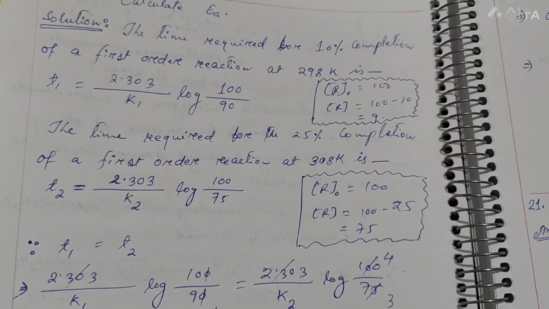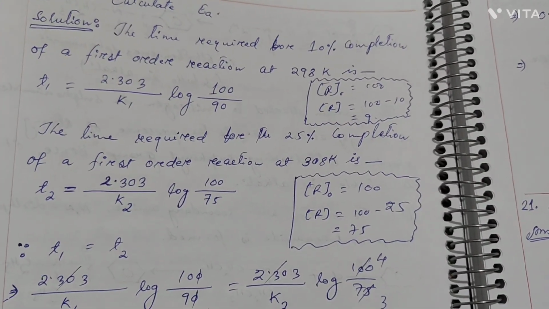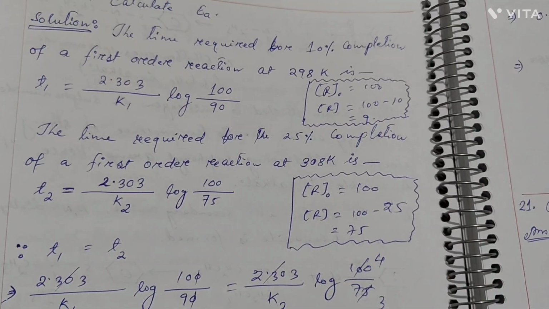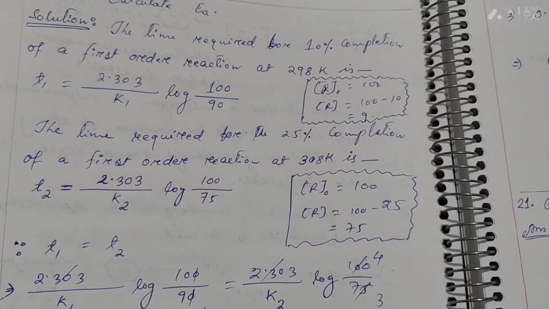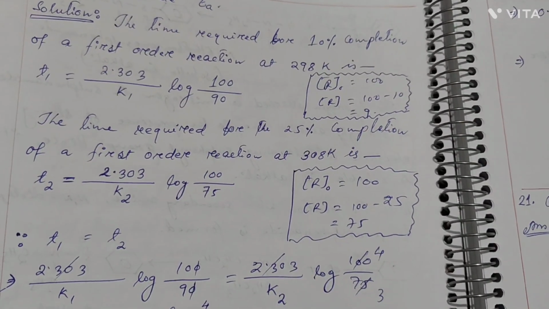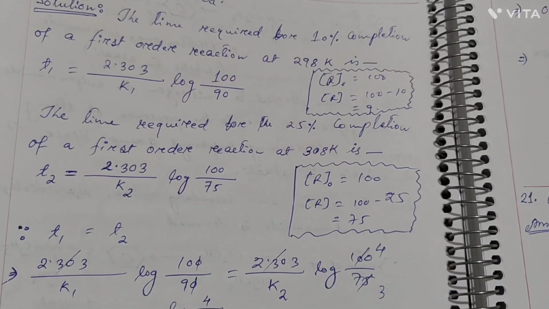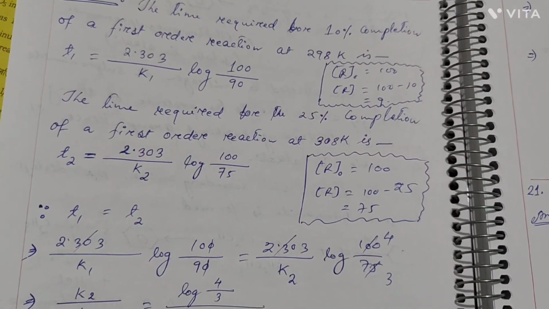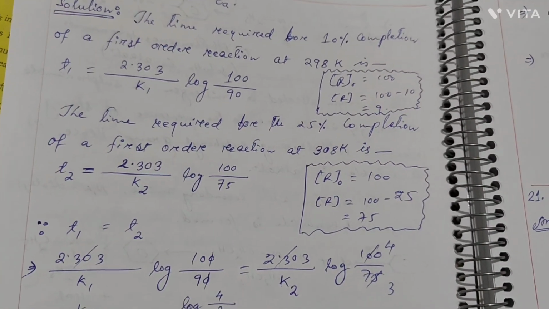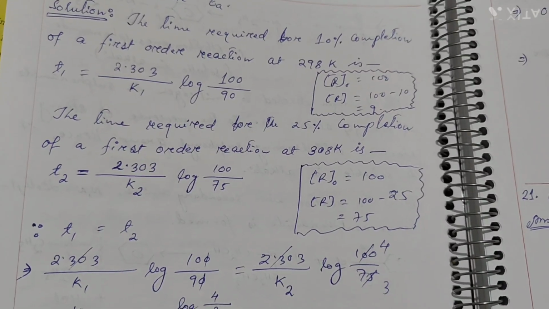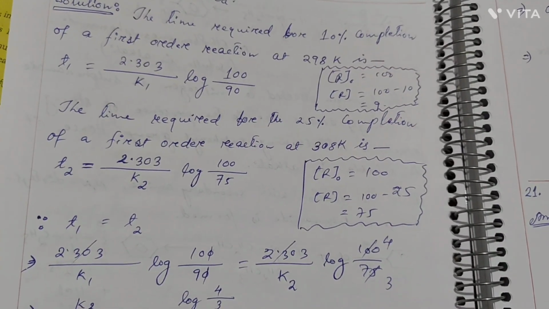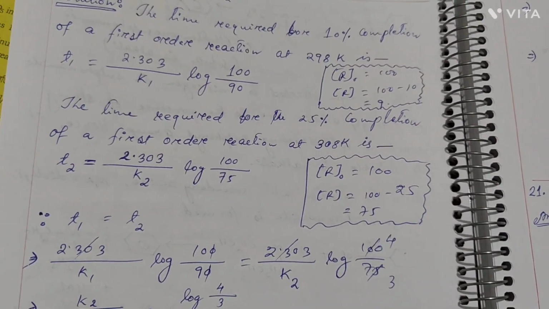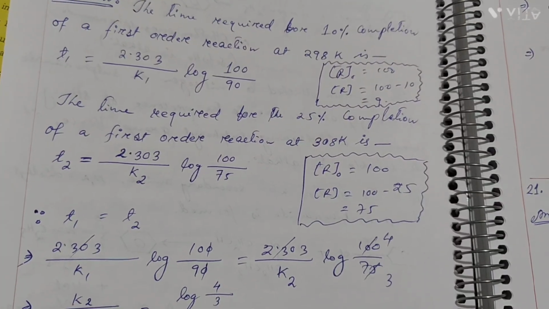Dear students, please write down. The time required for 10% completion of a first order reaction at 298 Kelvin is T1 = 2.303/K1 log (100/90), that is R naught by R. Suppose the initial concentration is 100. So after 10% completion, at time T1 it becomes 100 minus 10, that is 90.